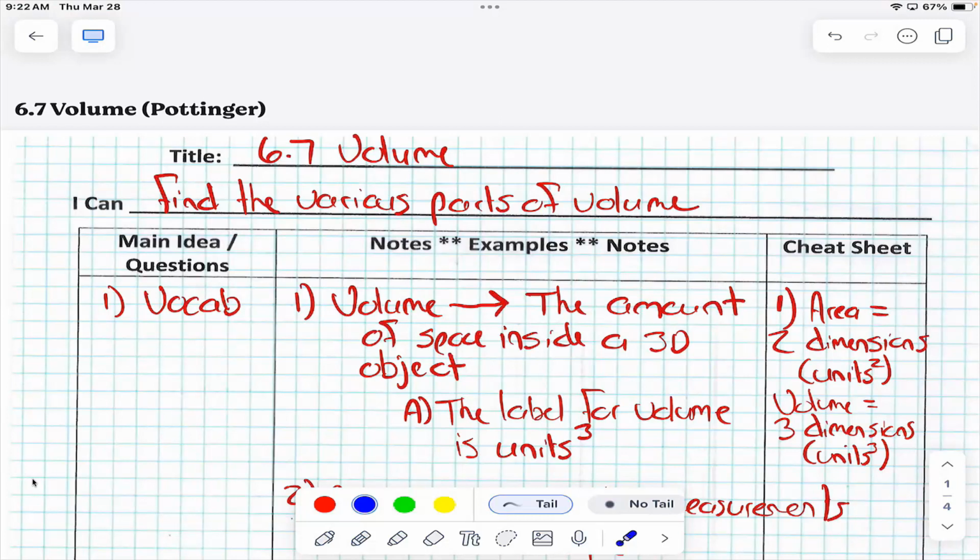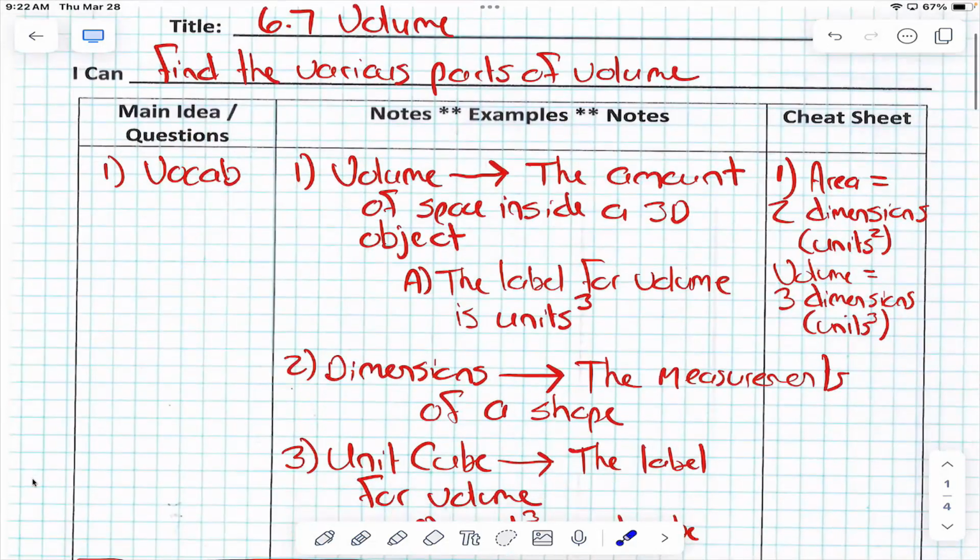Can you find the various parts of volume? Let's talk about the various parts of volume, shall we? So in order to measure volume, what kind of shape must we have? Say again? You need to have a 3D shape. How many dimensions does a 3D shape have?